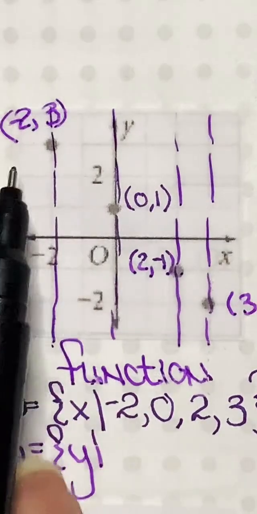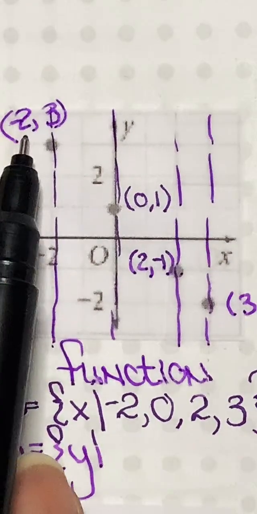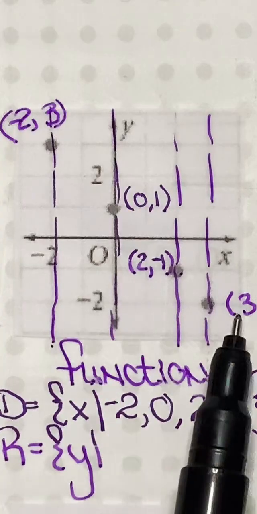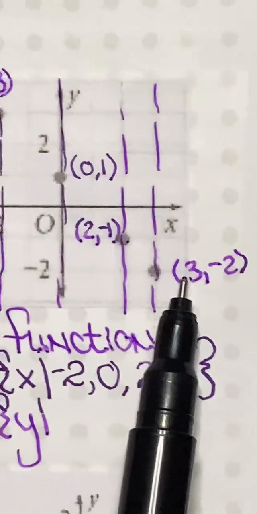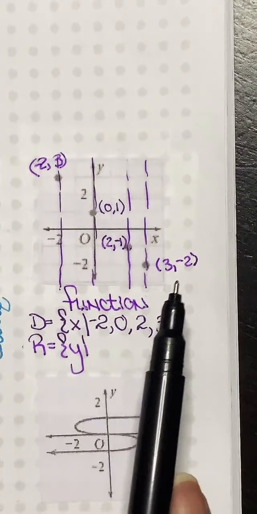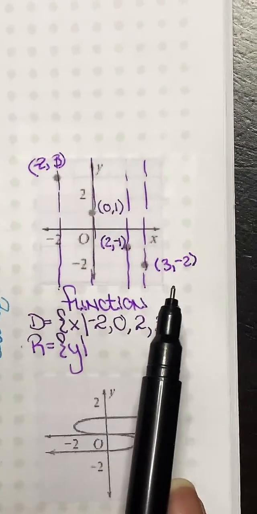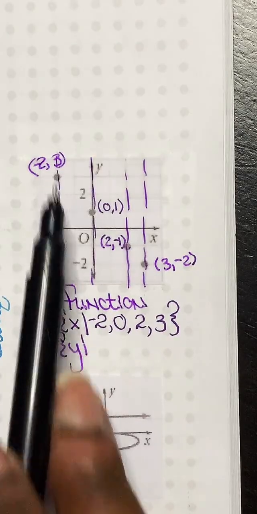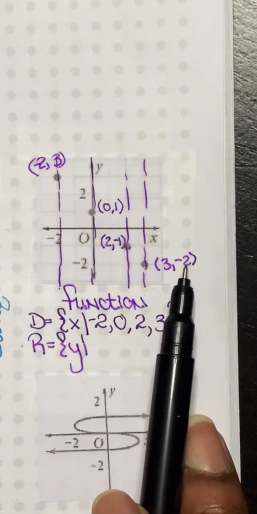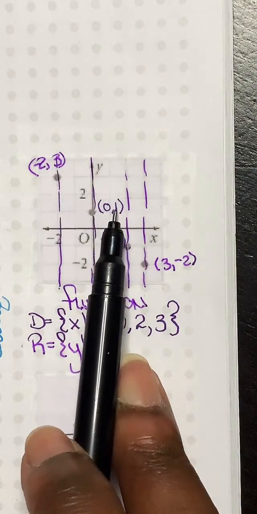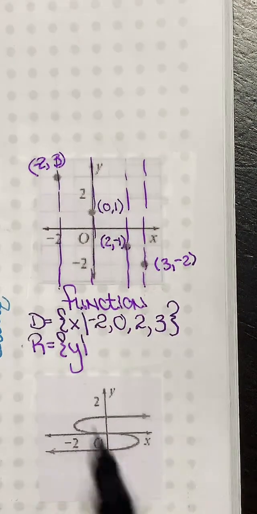Okay, so when we listed the domains, we took the x values of each point. Negative 2, 0, 2, and 3. Okay, so let me zoom in a little bit. Oops. Okay. So now when we do the range, we're looking at the y values. And we're starting with the lowest y, which is negative 2, negative 1, 1, and 3.